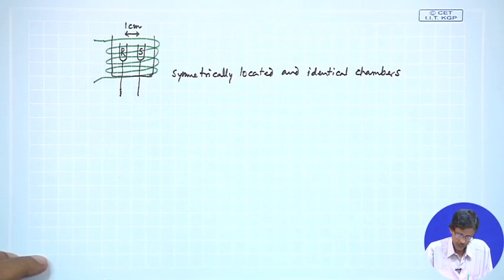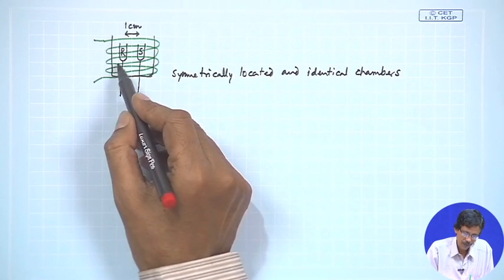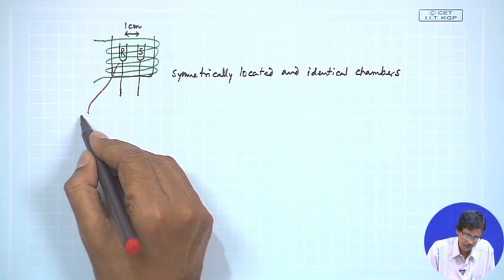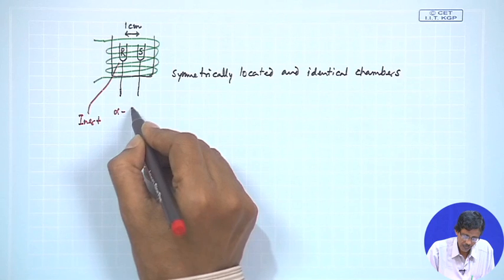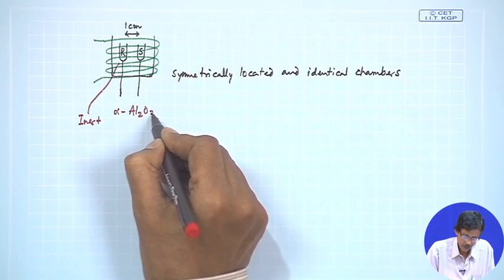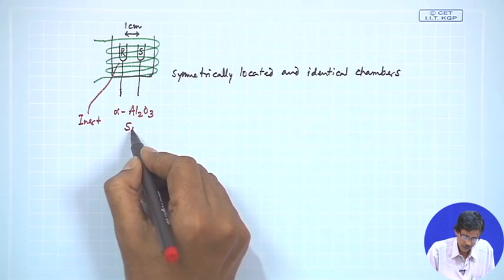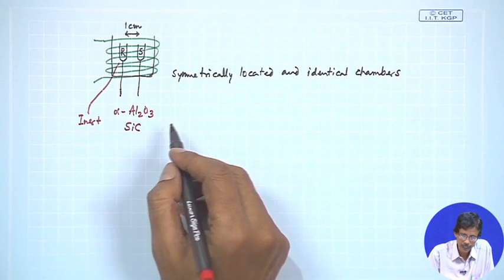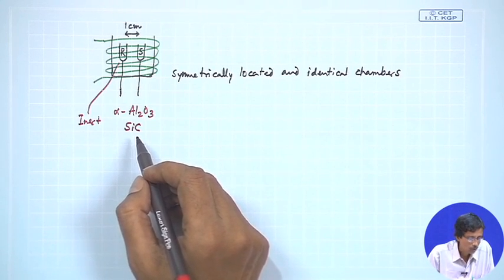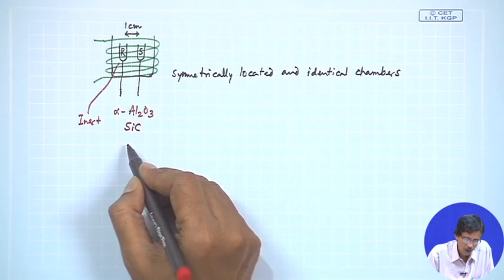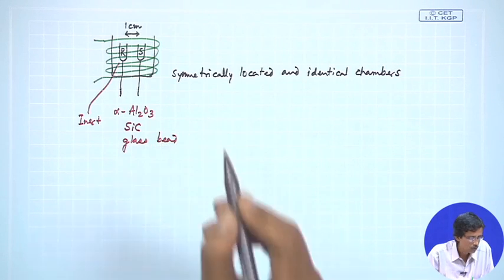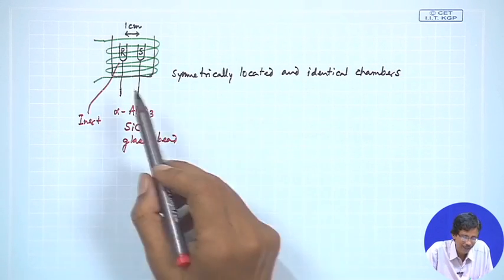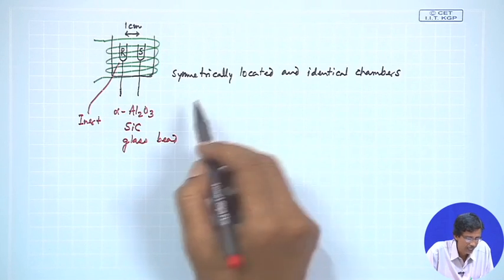And for the reference material, what are those references? The reference should be some inert sample. It can be simply alpha alumina, Al2O3, or solid silicon carbide, which is also very inert and can withstand very high temperatures, or sometimes a simple glass bead. Both the sample and the reference can be heated at a uniform rate.